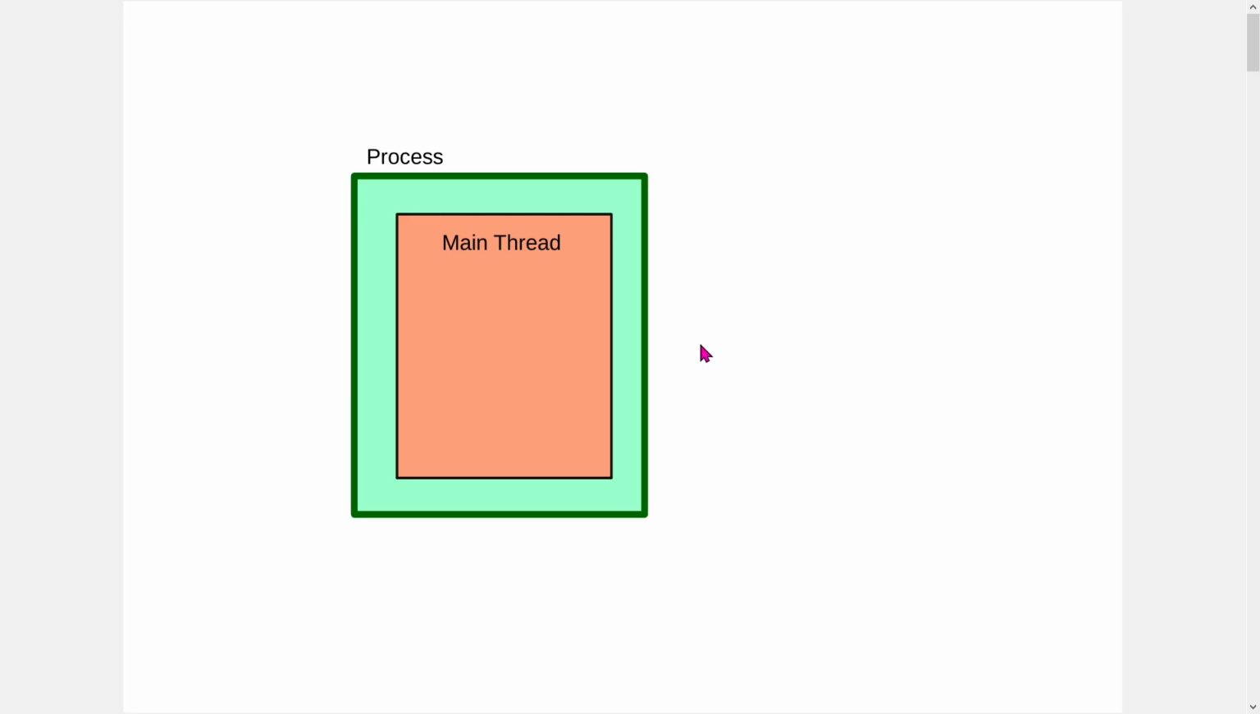So every process will create a main thread. This is the main thread and this is the process. Now, some of the processes may create more than one thread. It depends upon the process.